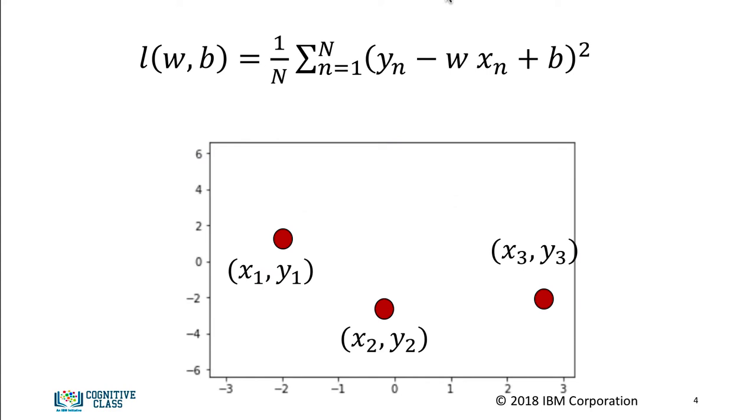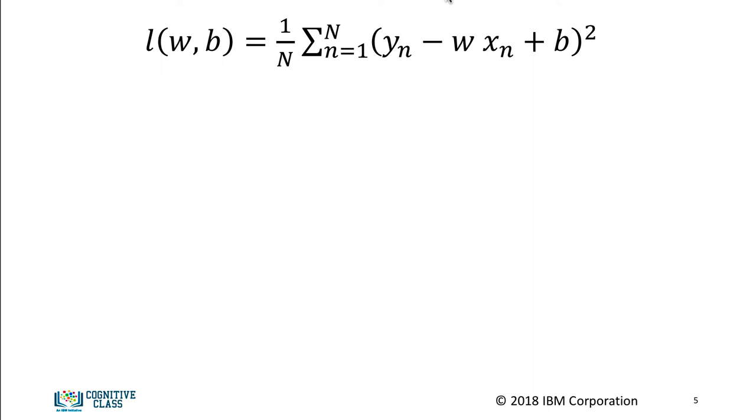Symbolically, the true loss function looks like this. It's a function of the slope. The slope controls a relationship between x and y, and it is also a function of the bias parameter. The bias parameter controls the vertical offset of the line. In true linear regression, the loss function is a function of two variables, the slope and bias.